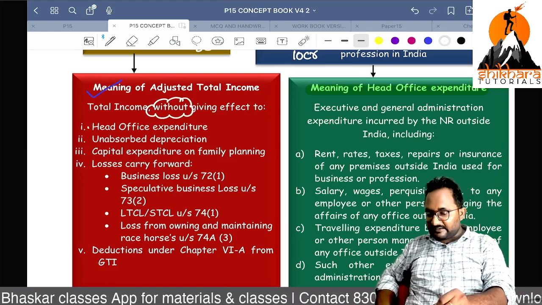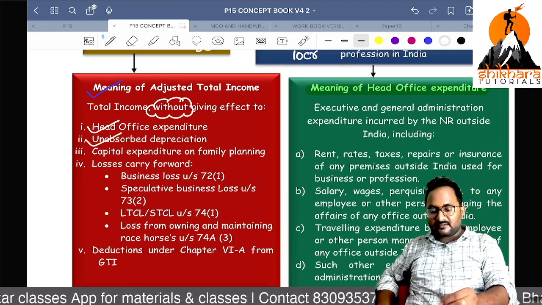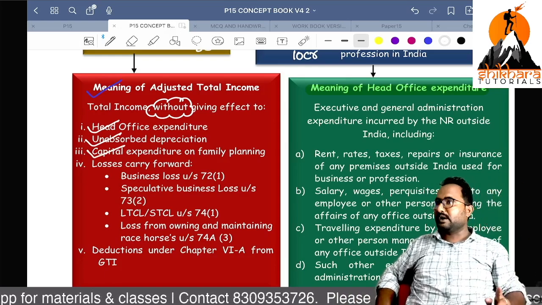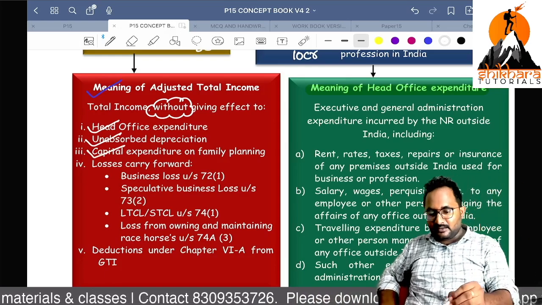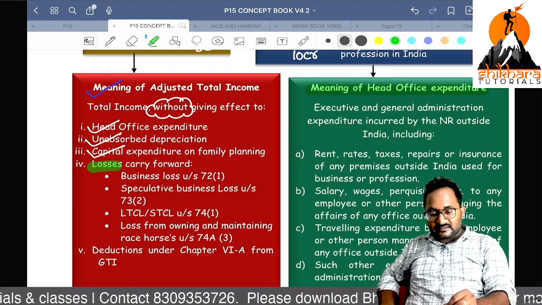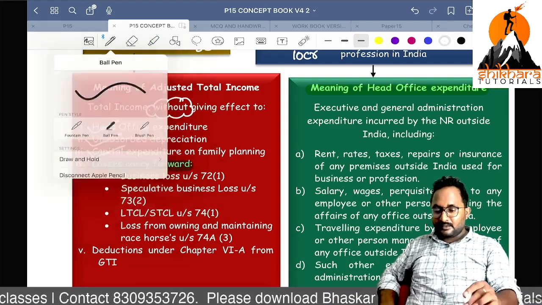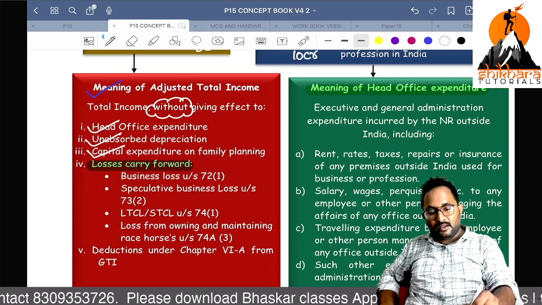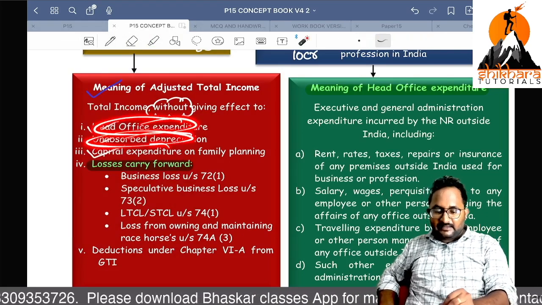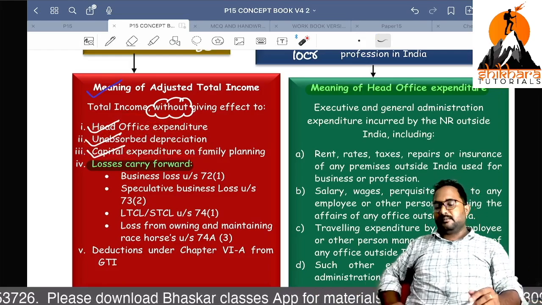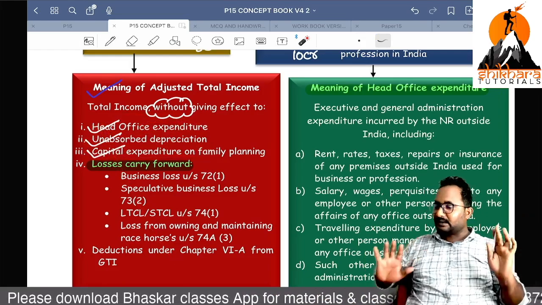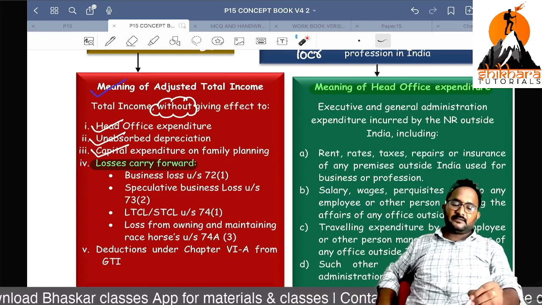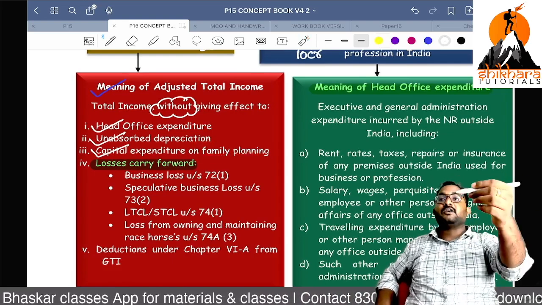Before giving the effect of head office expenses, unabsorbed depreciation, capital expenditure on family planning, not revenue expenditure, only capital expenditure on family planning. Next, losses carry forward. Please don't set off the losses also. Generally, total income means after these are all taken we can say total income. But before taking head office expenses, before taking unabsorbed depreciation, before taking the capital expenditure on family planning, before set off of the earlier year losses.